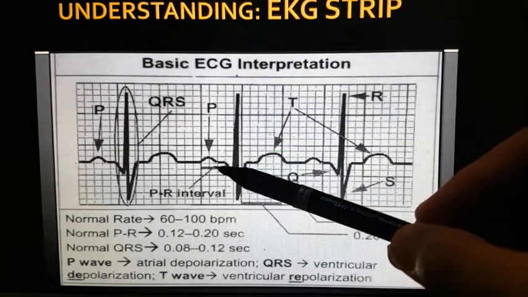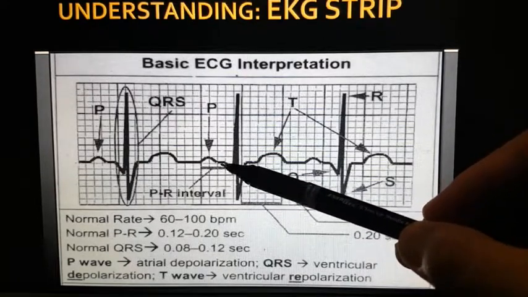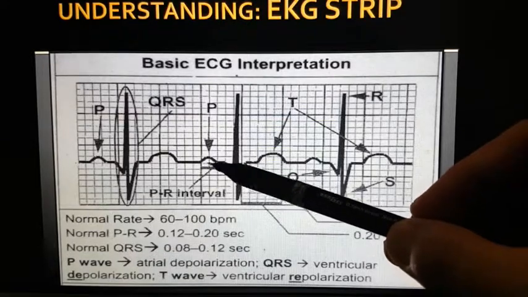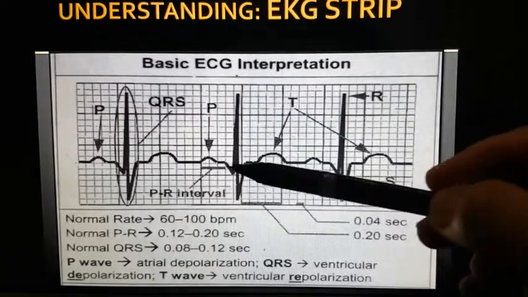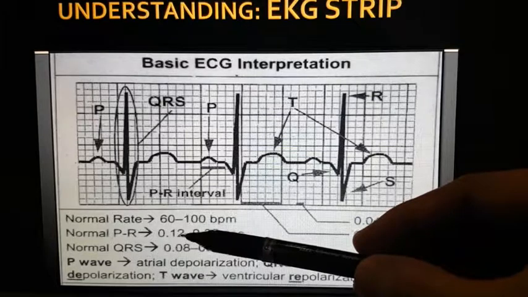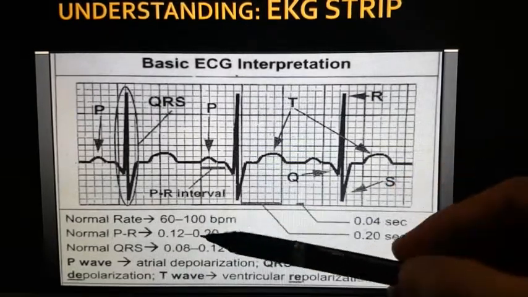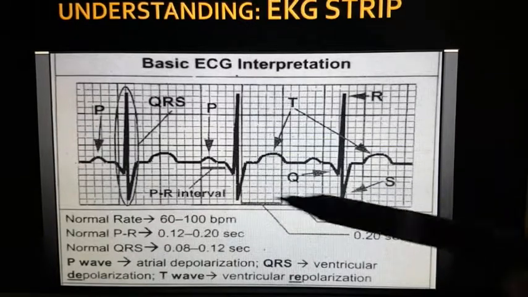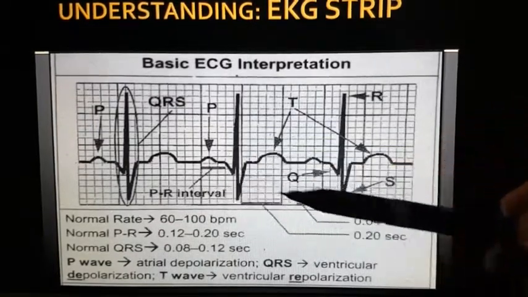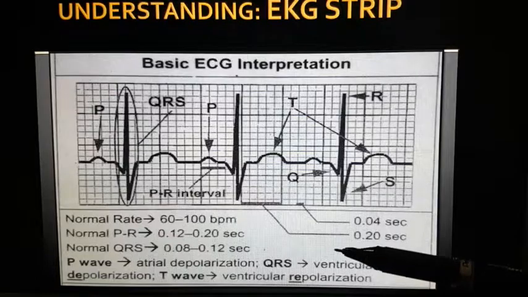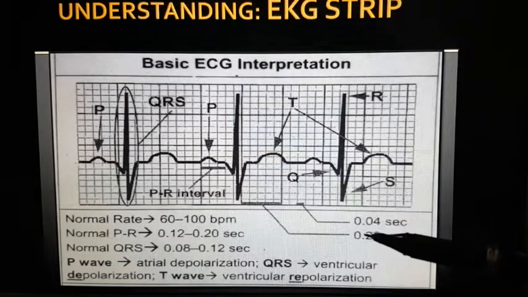So how many boxes is that? It's 3 small boxes. 1 small box is 0.04. So there are 3 small boxes, 0.04 times 3, it's 0.12. In short, it's 3 to 5 small boxes. That's your PR interval. Now, if your PR interval is prolonged, you would suspect AV block. Am I right? Anyway, let's proceed.